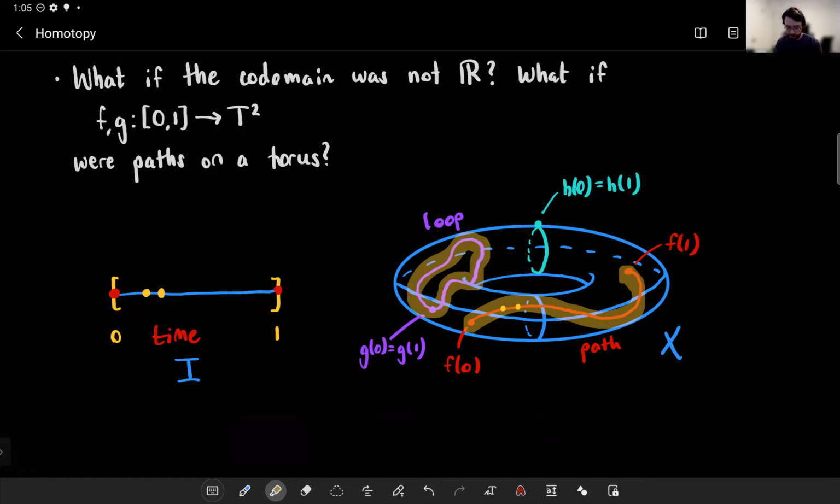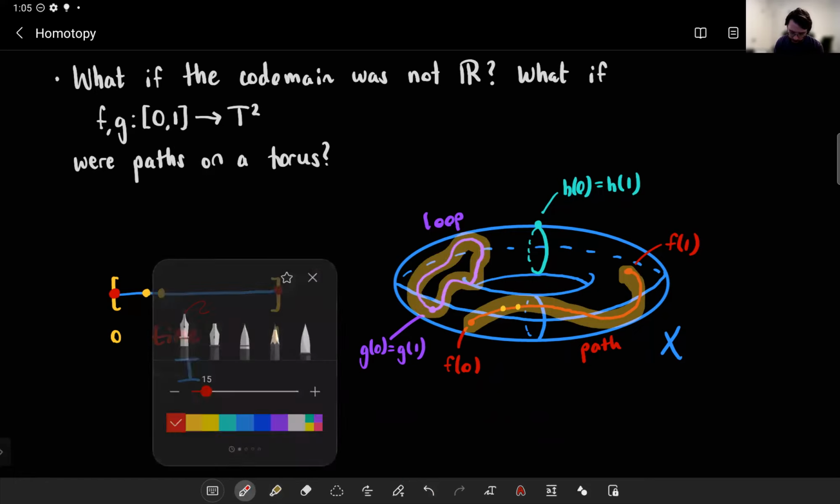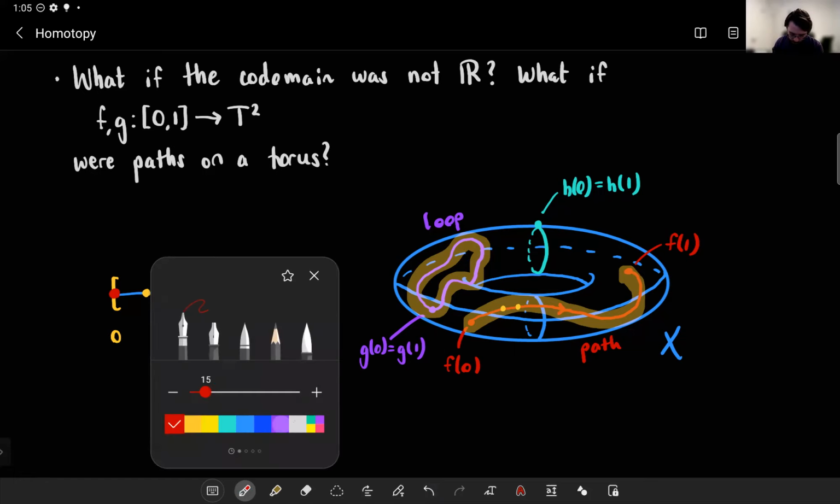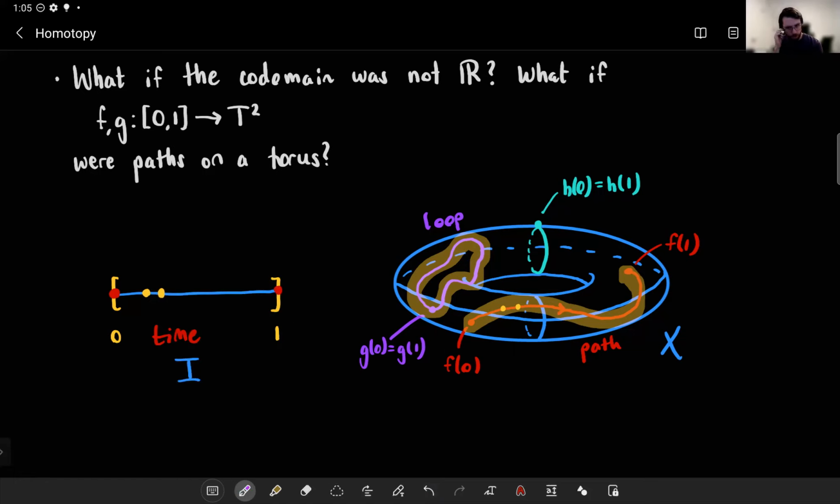And you could think about them having direction in the sense that you're starting at F0, and maybe I put a little arrow indicating I'm traveling towards F1. For the purple path, it's a little weirder because it's a loop, so you can't really tell where you're starting and ending. But let's say I was traveling this direction, coming back that direction. So paths and loops can have directions. And the question is, can I continuously deform one into the other?